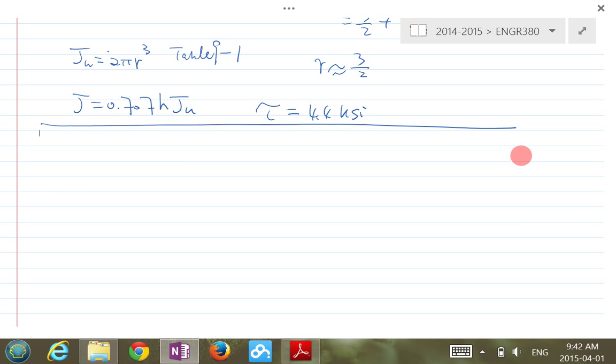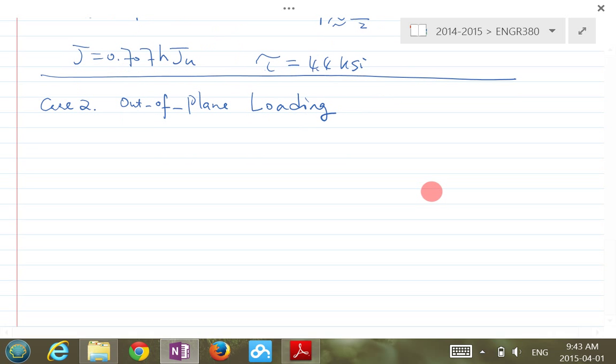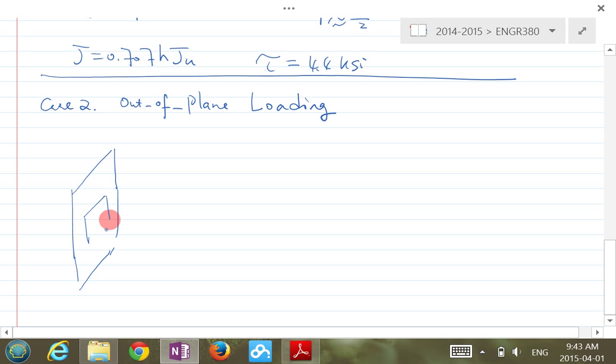Okay, so let's look at the second case now. I'll call this case out-of-plane loading. Out-of-plane loading here. I'll draw this one here, and then you'll see why it is out-of-plane. Basically, you have a plate, and then you have, let's say, some kind of a shape like this. You have a bar.